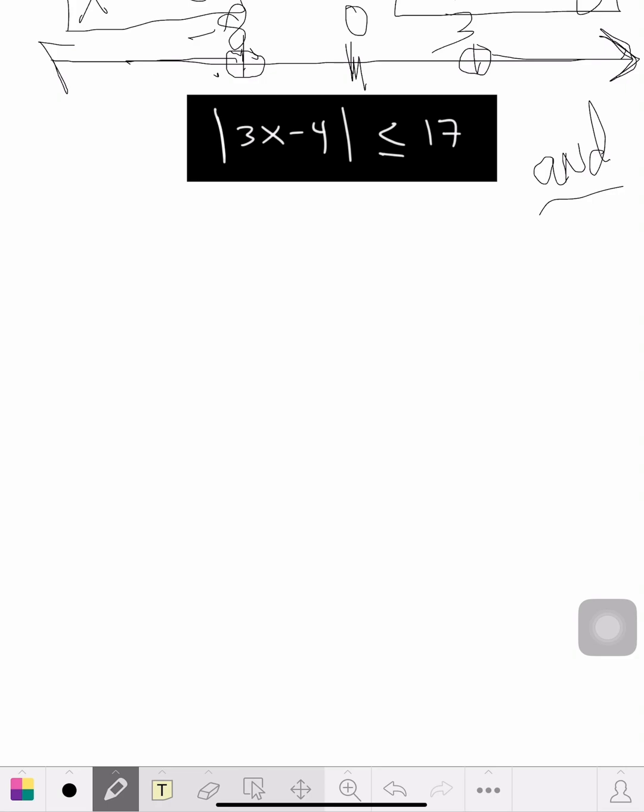So let's solve this as two separate inequalities. We bring it down. We have 3x minus 4 is less than or equal to 17. So we solve that. Let's add 4 to both sides. Add 4.